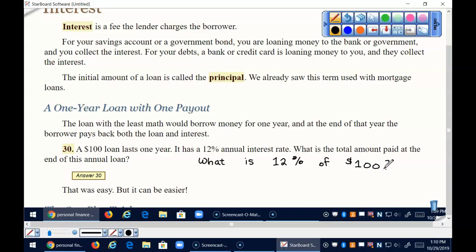Yes, question? Since it's asking the total amount paid when you do it. Yes, I will get to that in a moment. Good segue. Thank you.